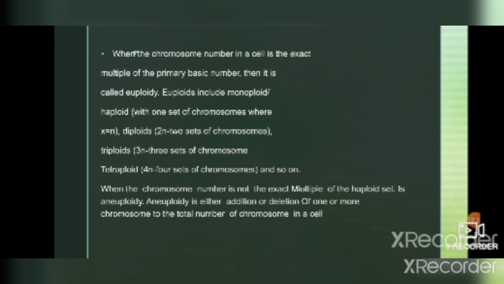When the chromosome number is not the exact multiple of the haploid set, it is aneuploidy. Aneuploidy is either addition or deletion of one or more chromosomes to the total number of chromosomes in a cell.